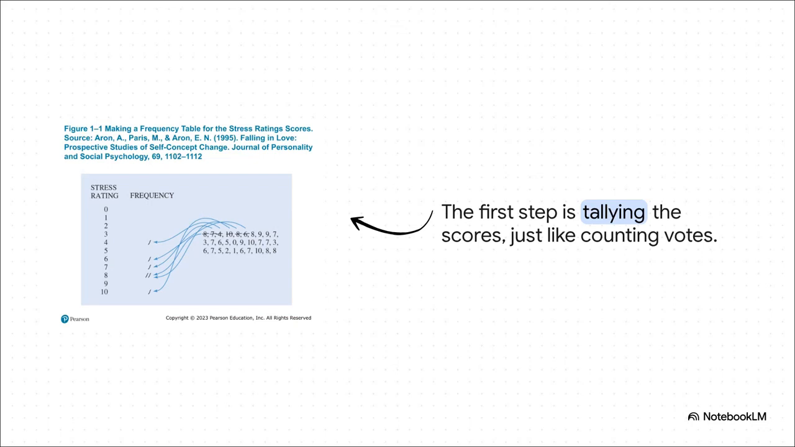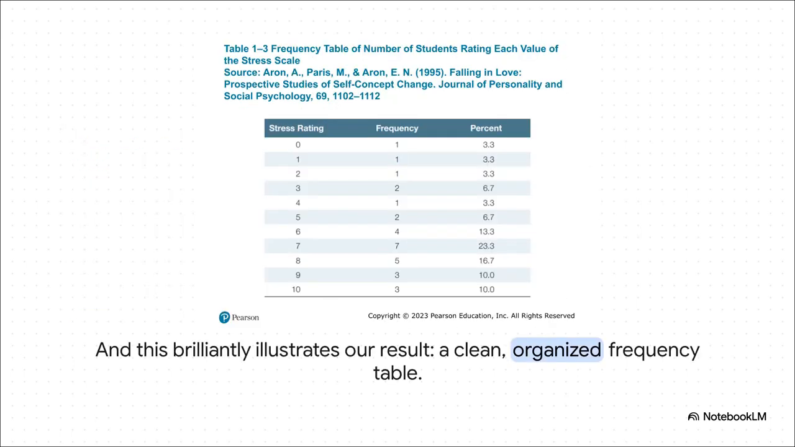You take a number from the list, say a 4, and you put a little tally mark next to the number 4. You see an 8, you put a tally next to the 8. We are just sorting our puzzle pieces into piles. And boom, look at that. This is what we get. All of a sudden, there's order. We can see, instantly, that only one person had a stress level of 0, but 7 people, the biggest group by far, reported a 7. The story is already starting to emerge from the noise.